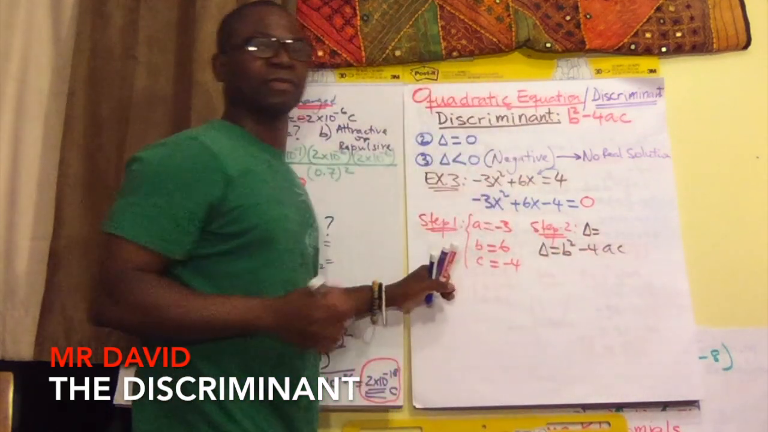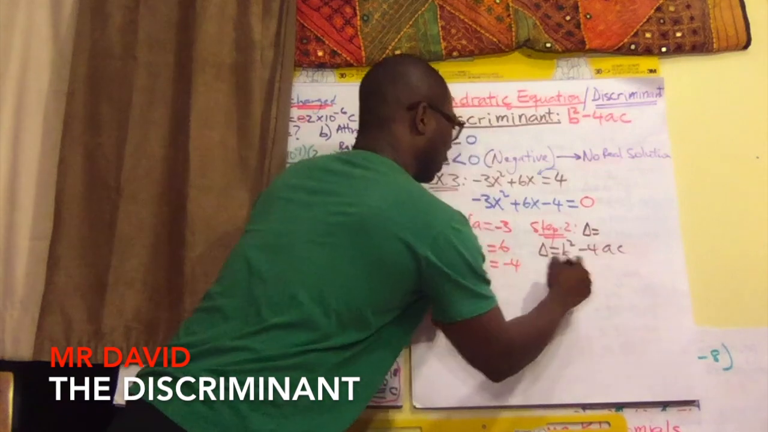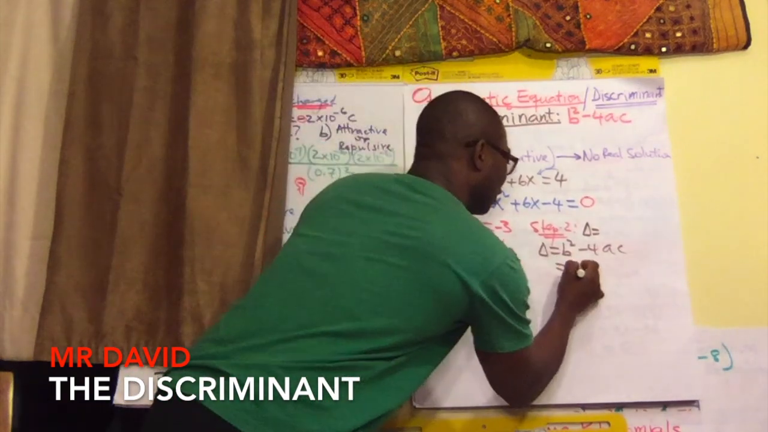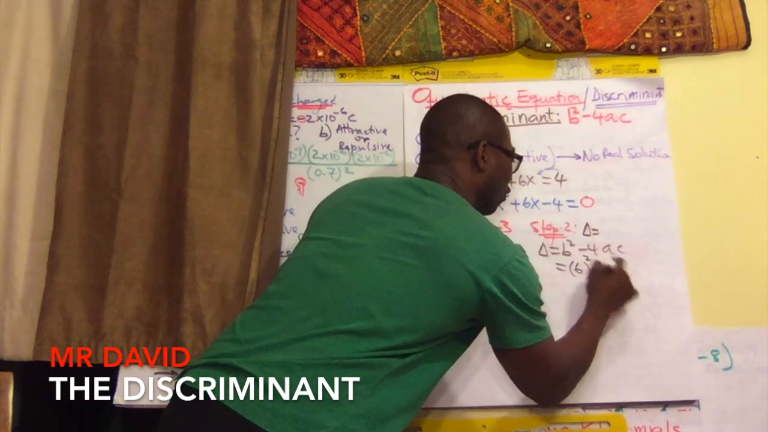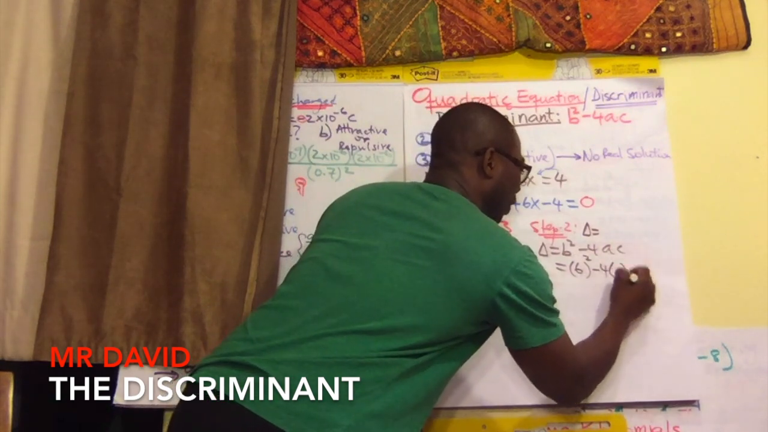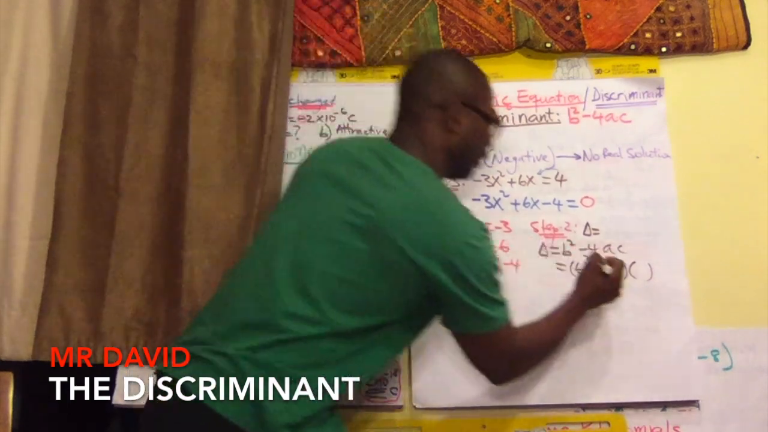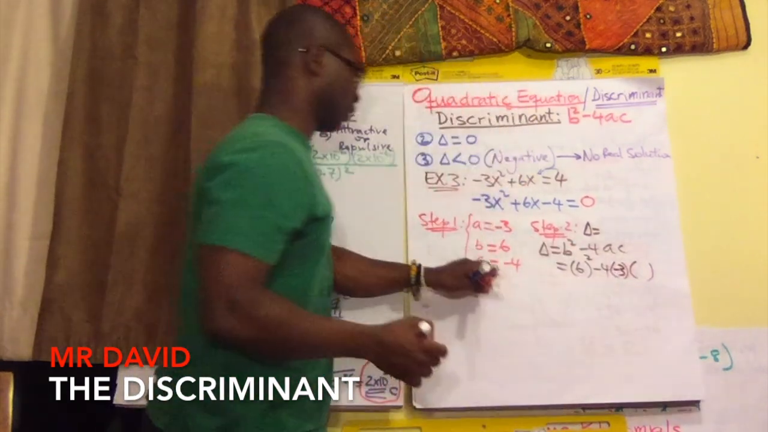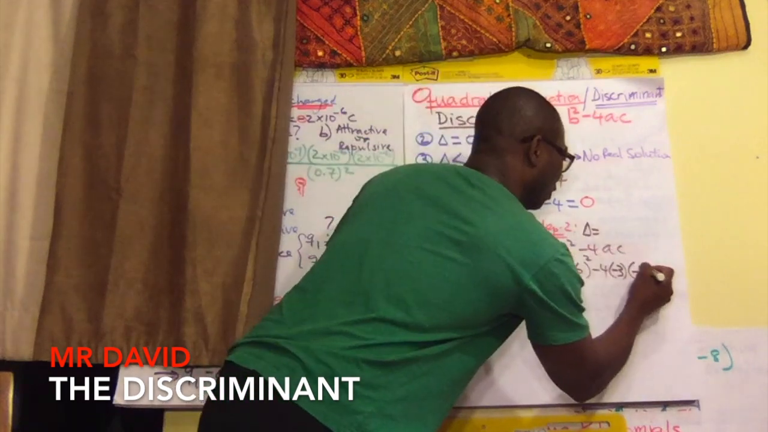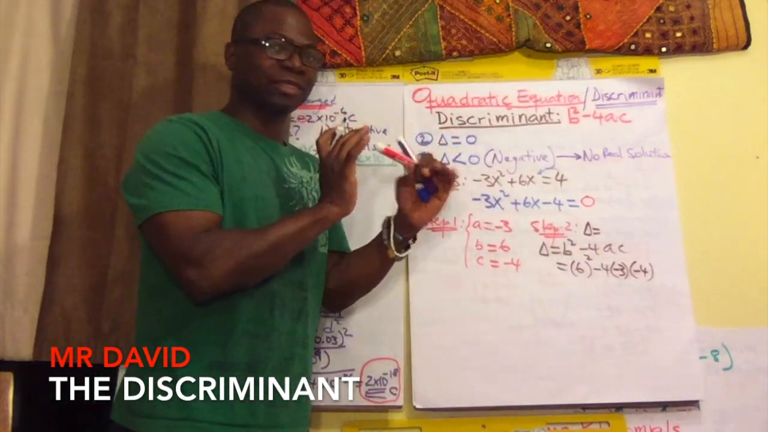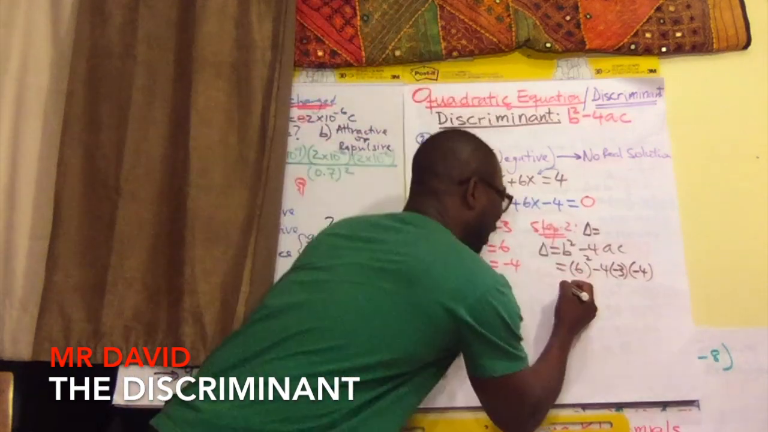Okay, let's plug in. What is B? Always put your stuff in the parentheses. B is 6, squared, minus 4. A, I'm going to write in parentheses. C, I'm going to write also in parentheses. A is negative 3. C is negative 4. You see? I make sure my A, B, C are inside parentheses. It's much easier, guys. It makes your life much easier.